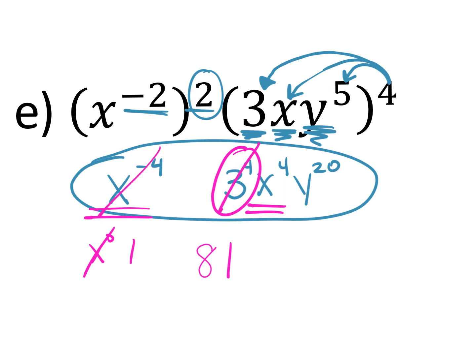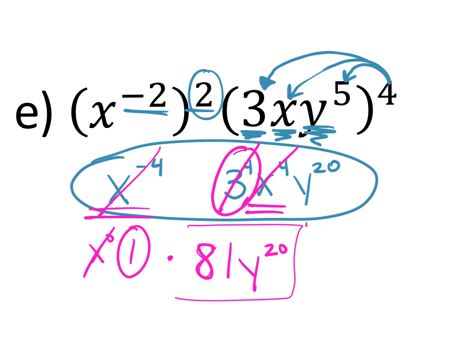Our x's are taken care of. Y to the 20th. Is there anything else that you can simplify? We're not adding, we're multiplying. So when you multiply 81 times 1, it doesn't change anything, right? So then your answer is just that. 81 y to the 20th. Fun stuff.